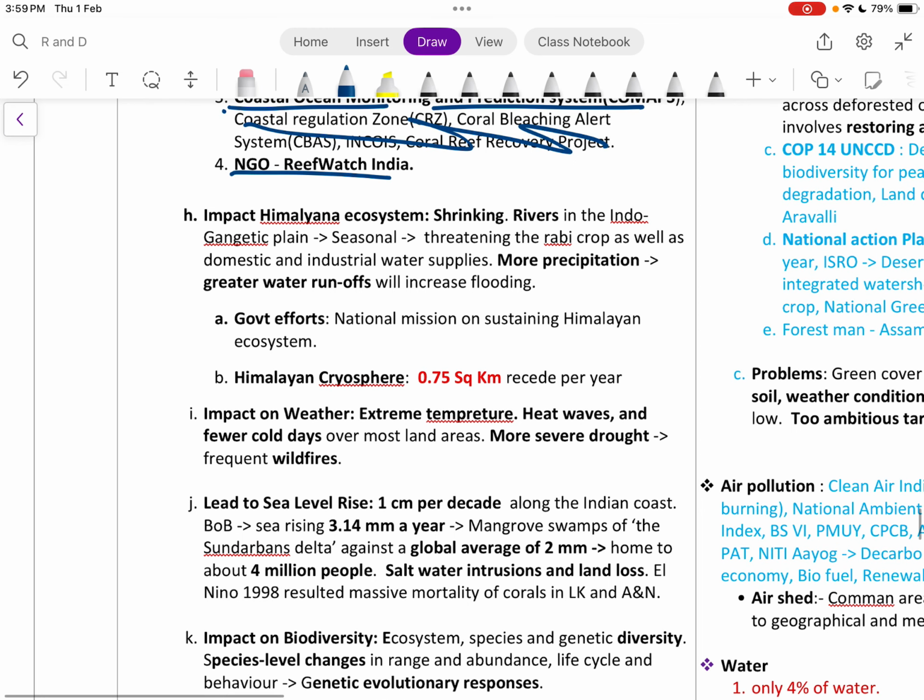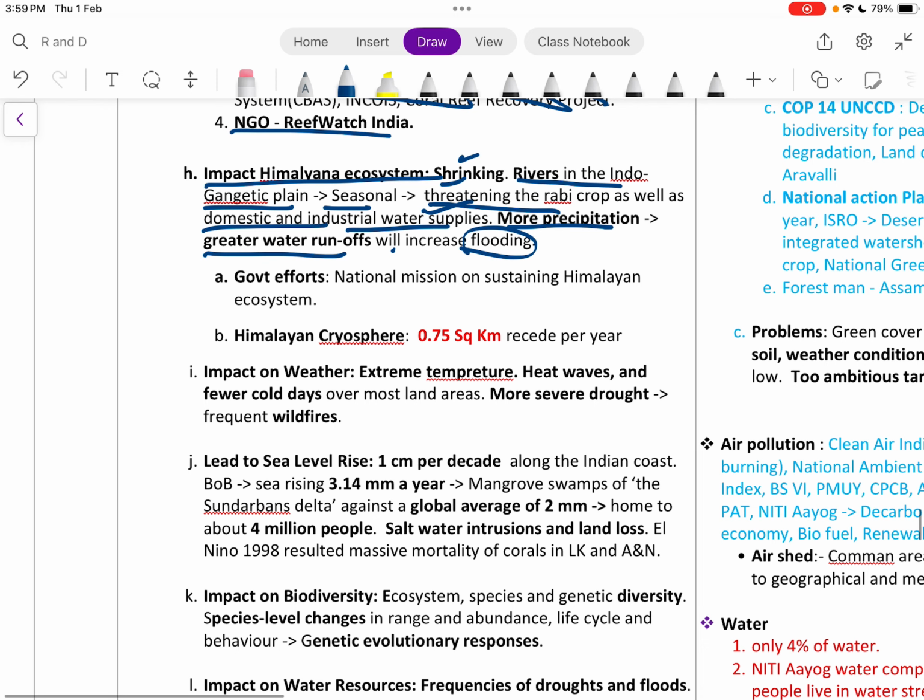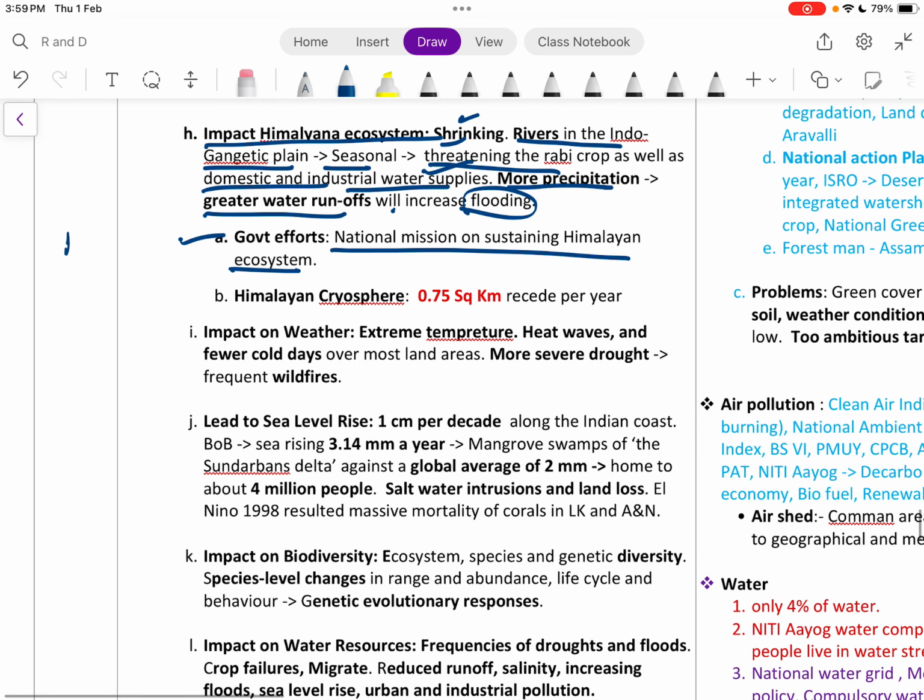Impact on the Himalayan ecosystem: it is shrinking. Rivers in the North Indo-Gangetic Plains become seasonal, threatening rabi crops as well as domestic and industrial water supply. More precipitation and greater water runoff will increase flooding. What are the government efforts? The National Mission on Sustaining the Himalayan Ecosystem, as a part of the National Action Plan on Climate Change.